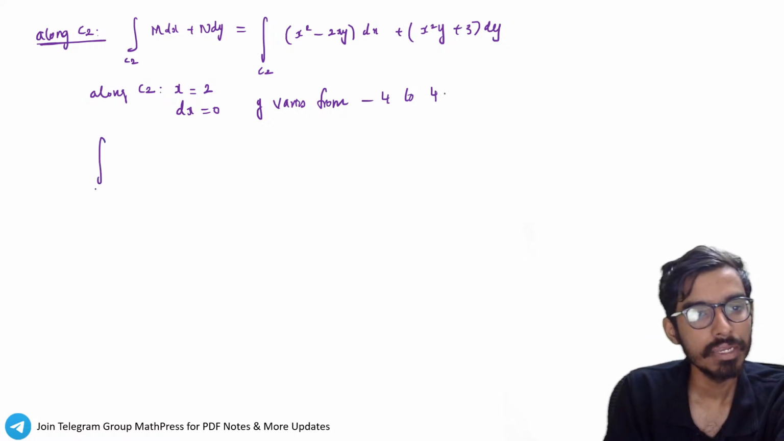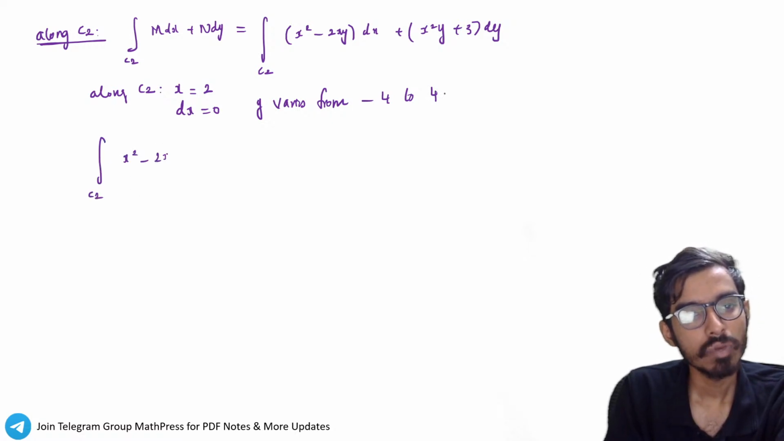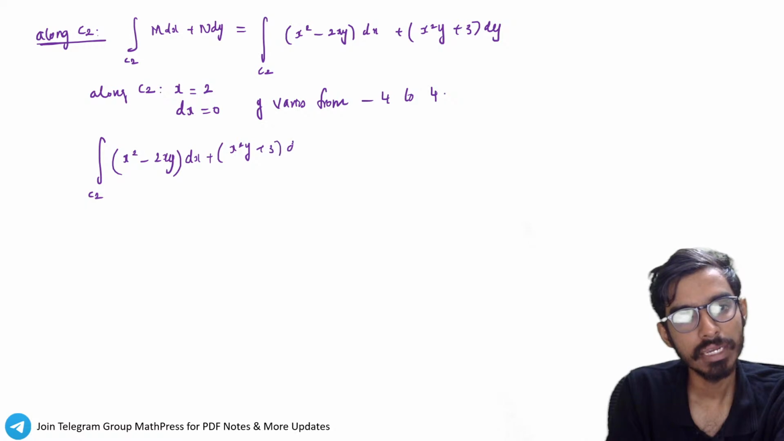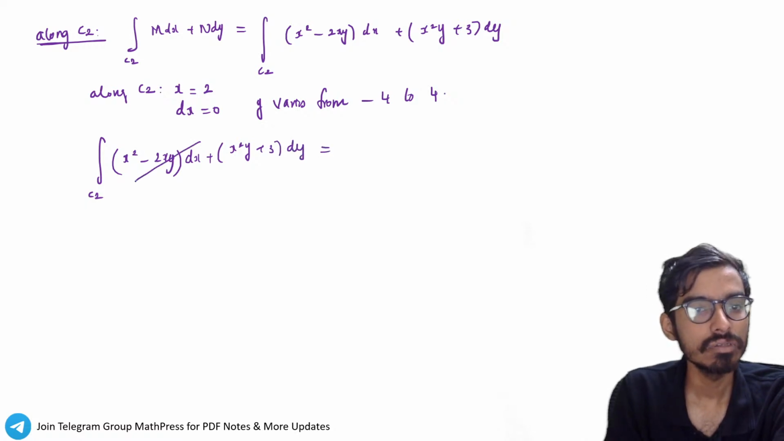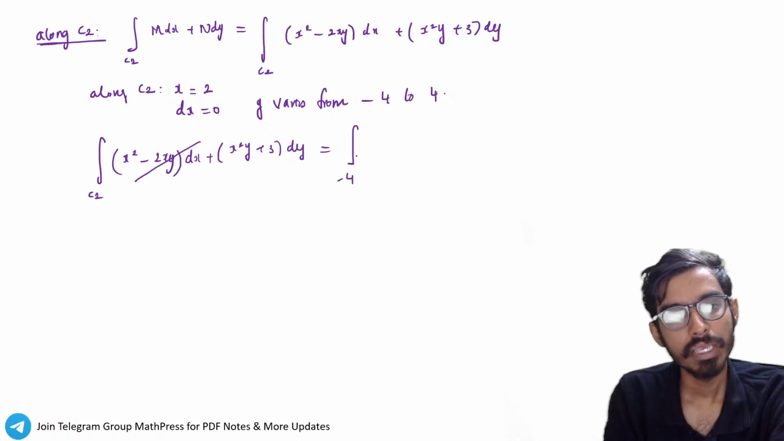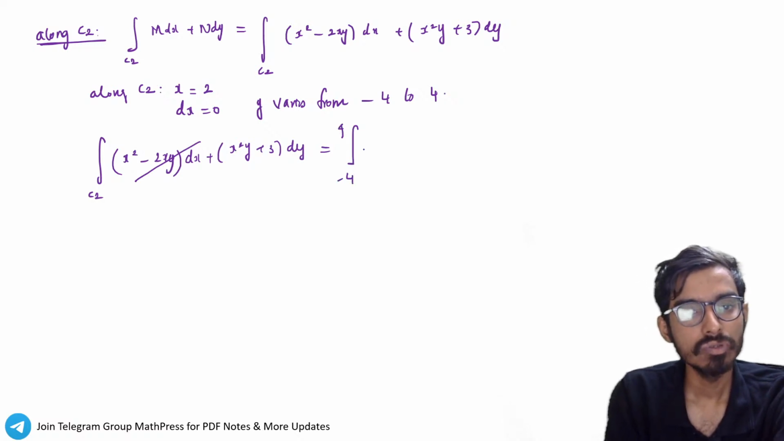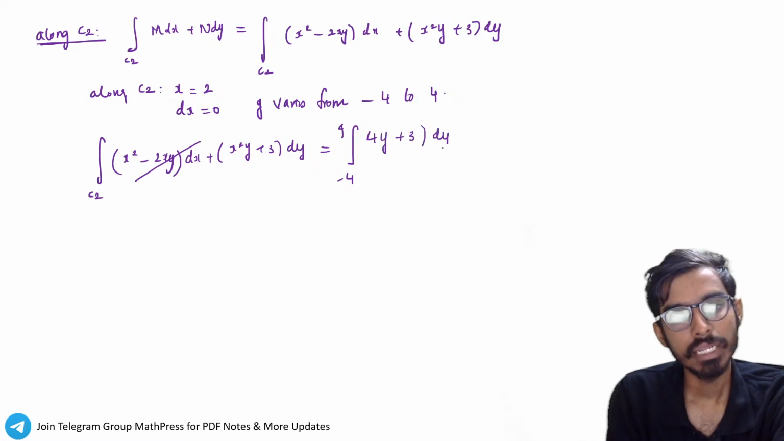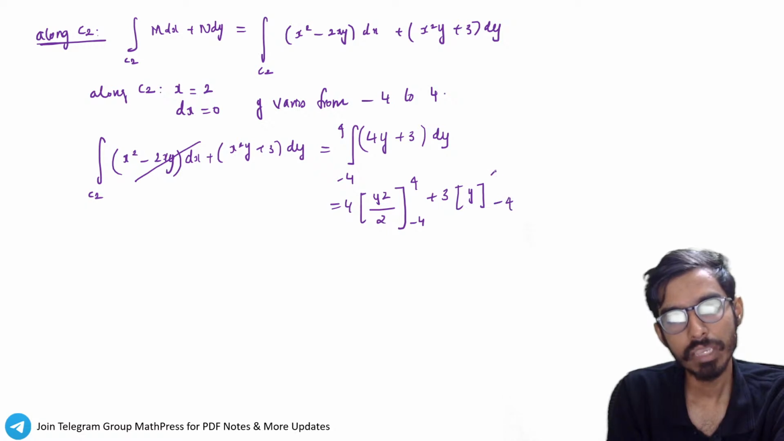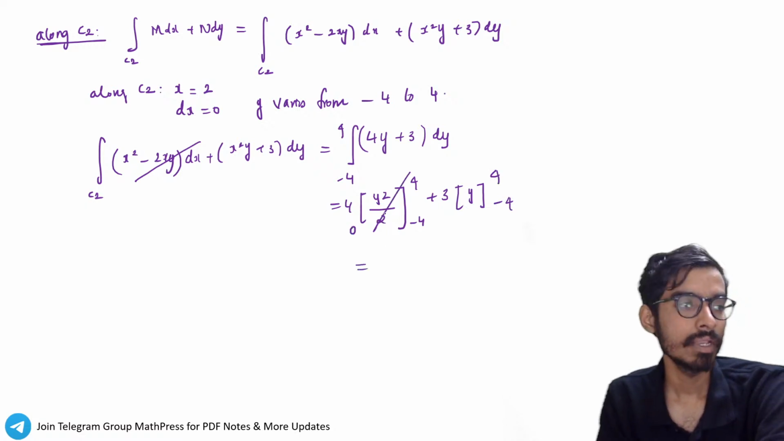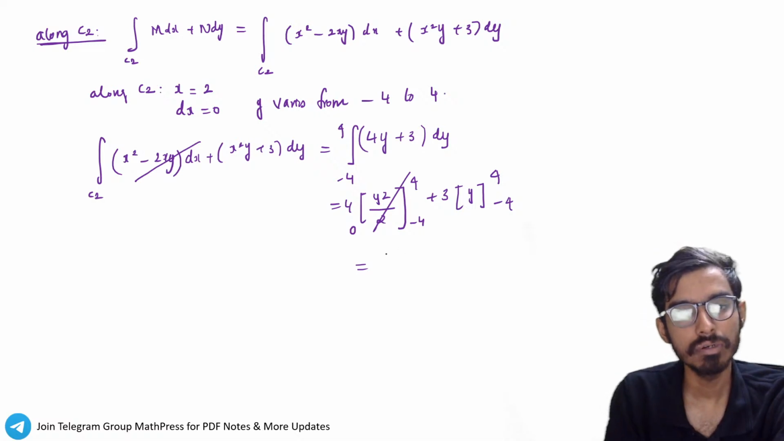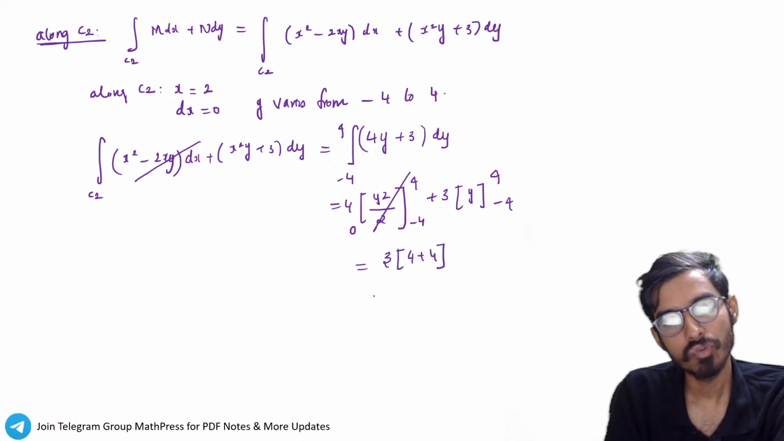So therefore, this will be integration over C2 of x square minus 2xy dx plus x square y plus 3 dy. Since dx is 0, this term will be 0, and y varies from minus 4 to 4, and we know x is 2, so this will be 4y plus 3 dy, right? This will be 4 times y square by 2 from minus 4 to 4, plus 3 times integration of dy, which is y from minus 4 to 4. This term will be 0, right? Because 4 square minus 4 square will be 0. So we will have 3 times 4 plus 4. So 3 into 8, so this will be 24.